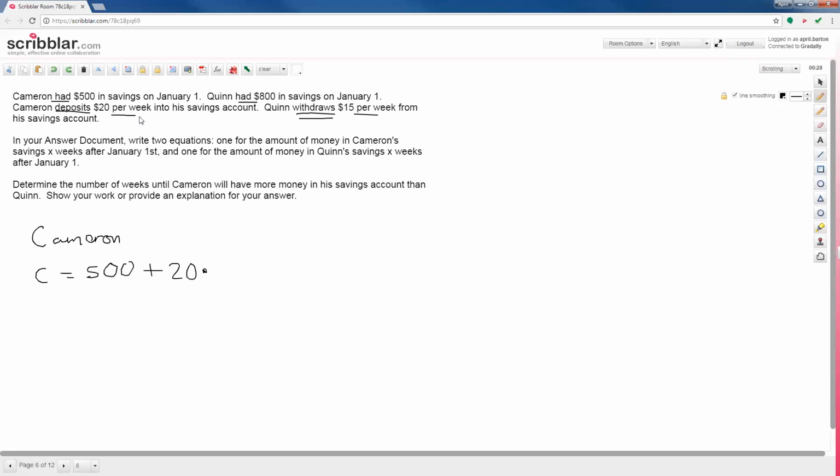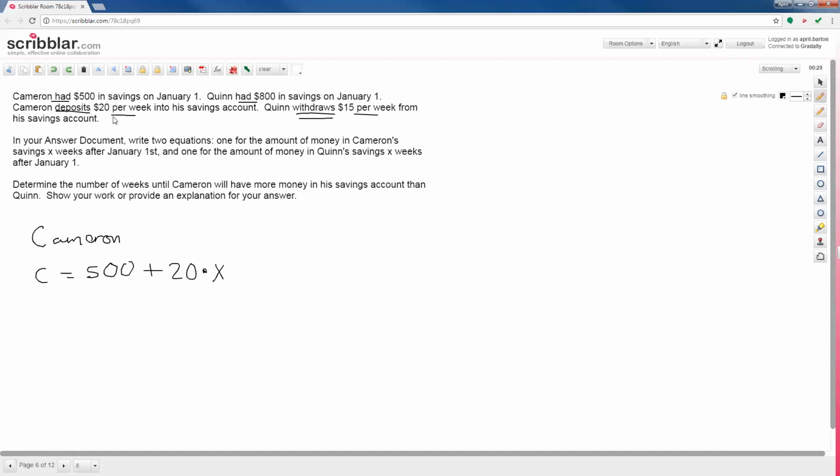So weeks needs a variable. Often we use the letter, I used C for Cameron, so often we use W for week, but this is where we should read the second paragraph. In your answer document, write two equations, one for the amount of money in Cameron's savings, X weeks. So when they put the letter X next to this information, this term that we don't have a number for, that's the variable they want us to use. So if you put W, they're probably not going to give you full points because it specifically said in the question to use the letter X.